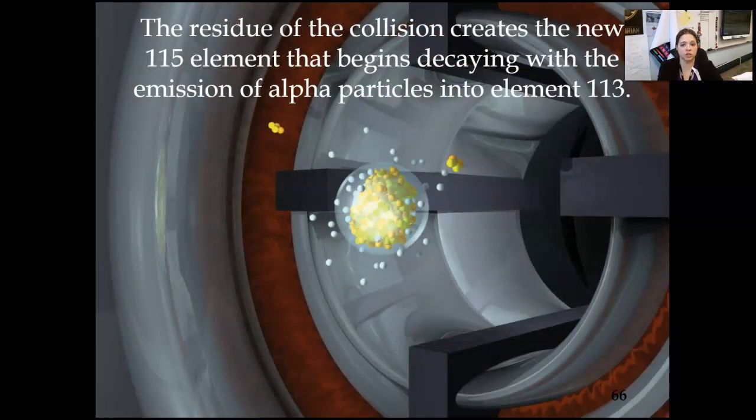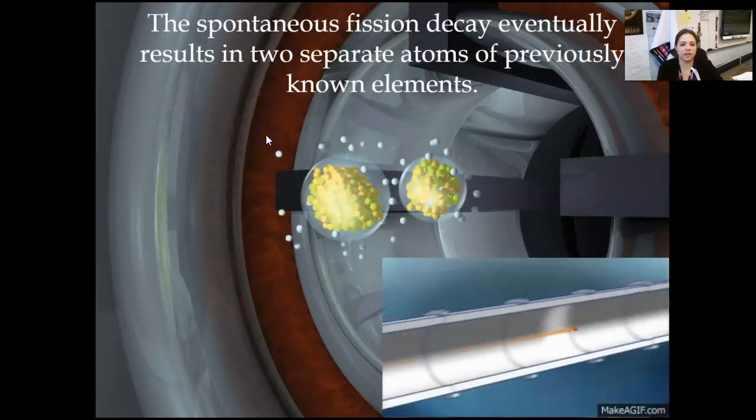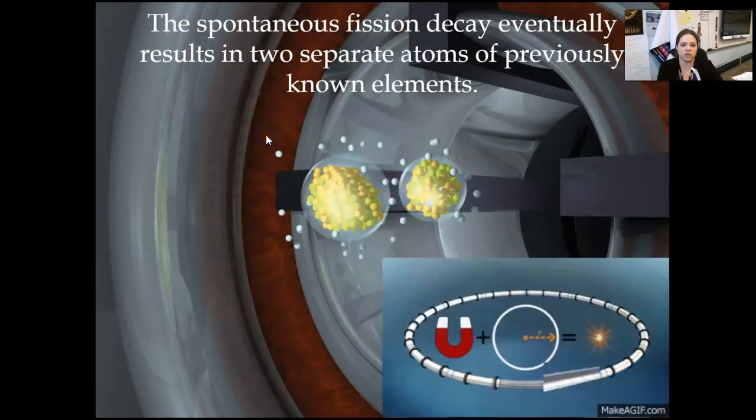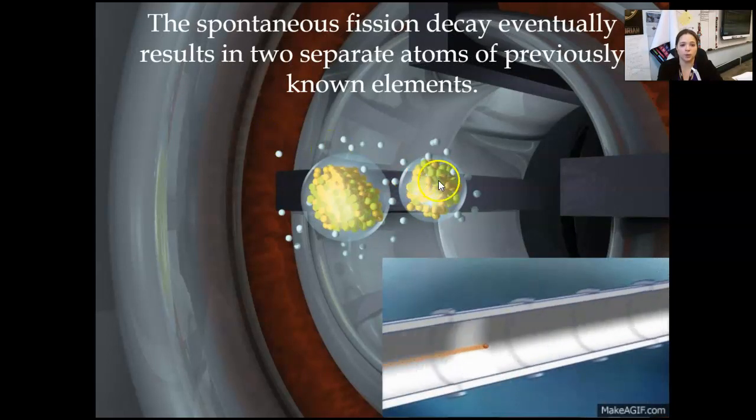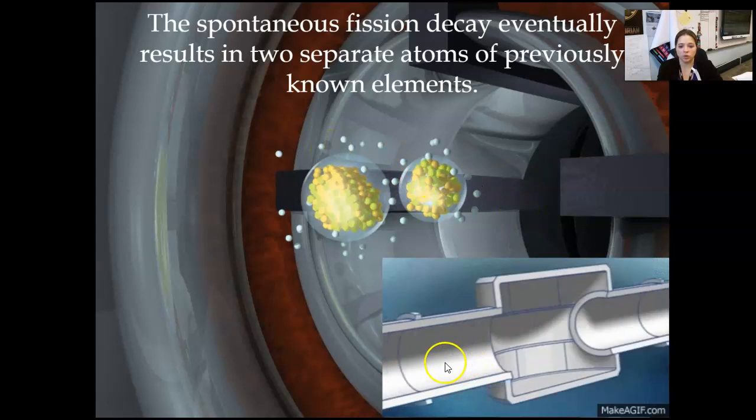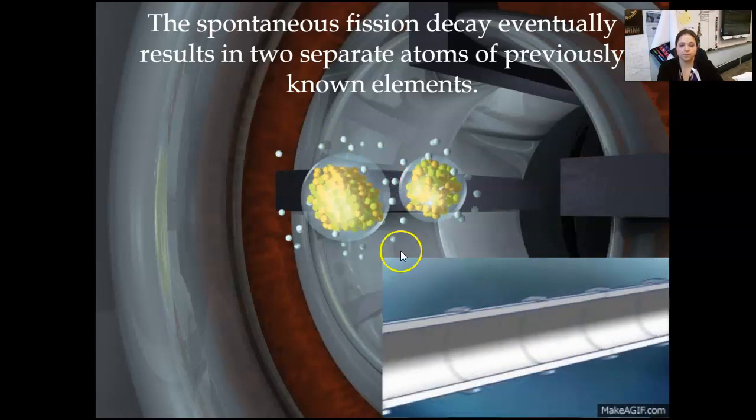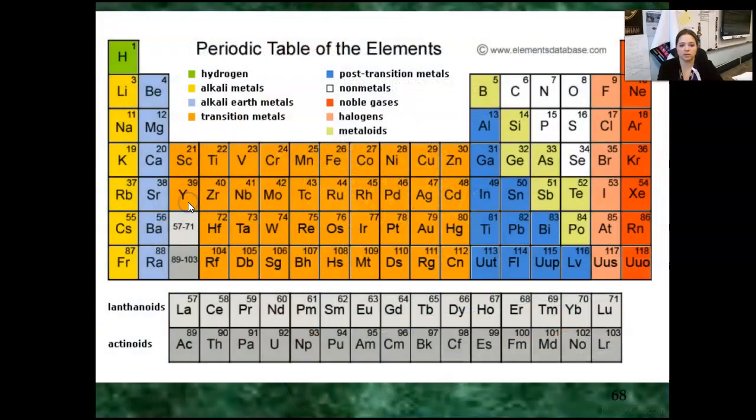The residue of the collision creates a new element 115 that begins to decay, with the emission of an alpha particle into element 113. You can see here is an alpha particle, here's another alpha particle, so it's starting to decay. The spontaneous fission decay eventually results in two separate atoms of previously known elements. So looking at this, it shoots, and this is what happens.